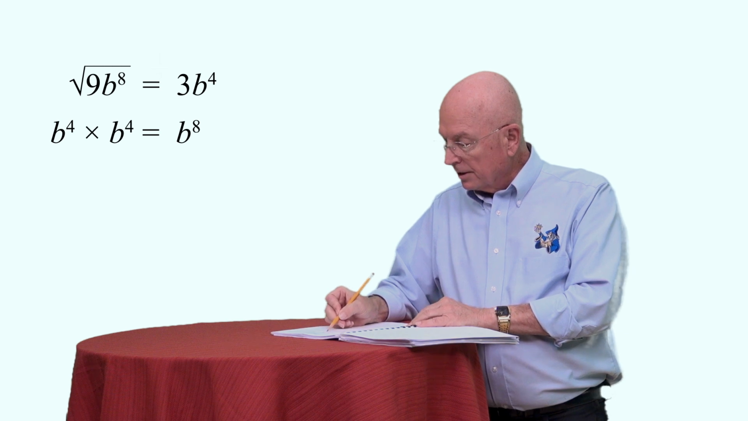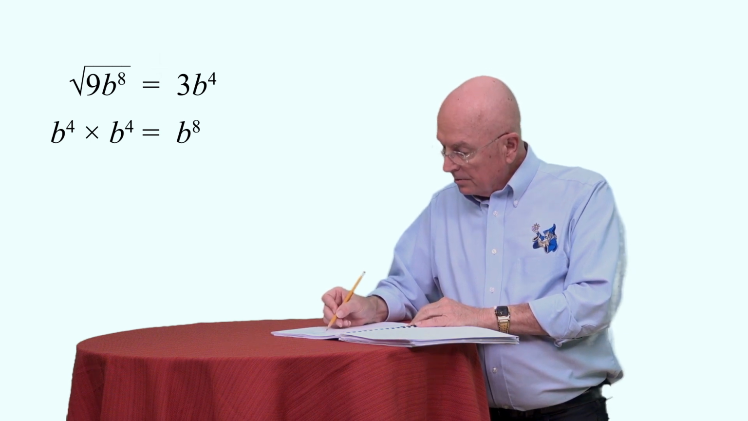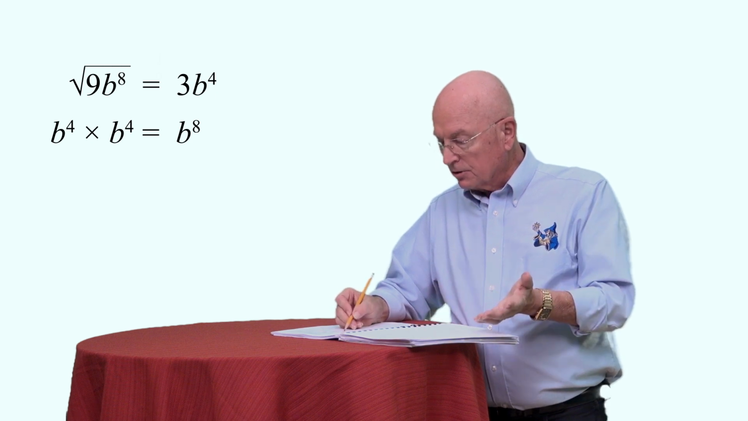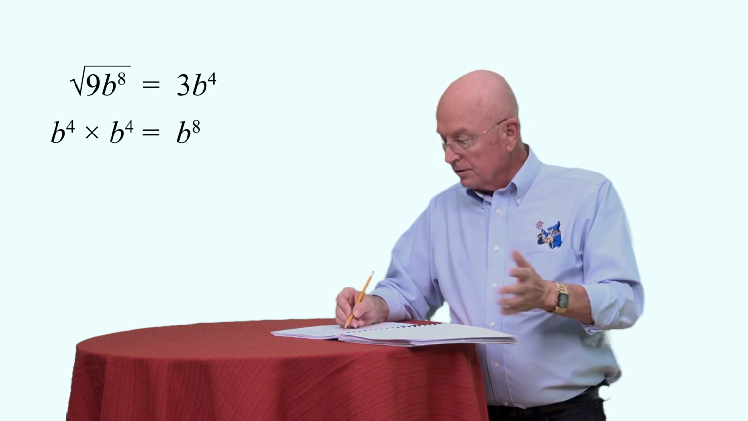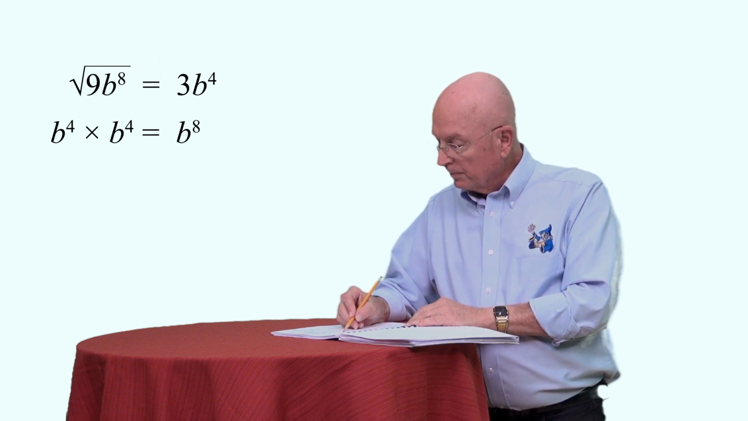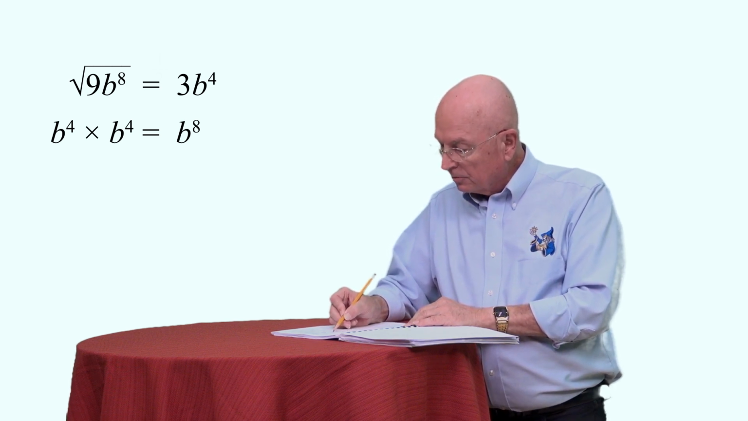Because we add the powers. So in that case, if you see anything to an even power underneath and you need to take the square root, you go ahead and cut it in half, so it's b to the fourth power. So the answer would be 3b to the fourth.